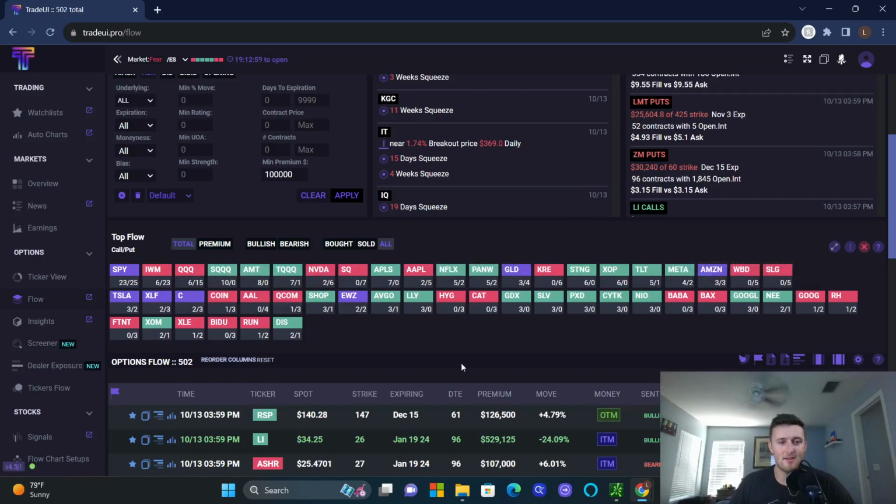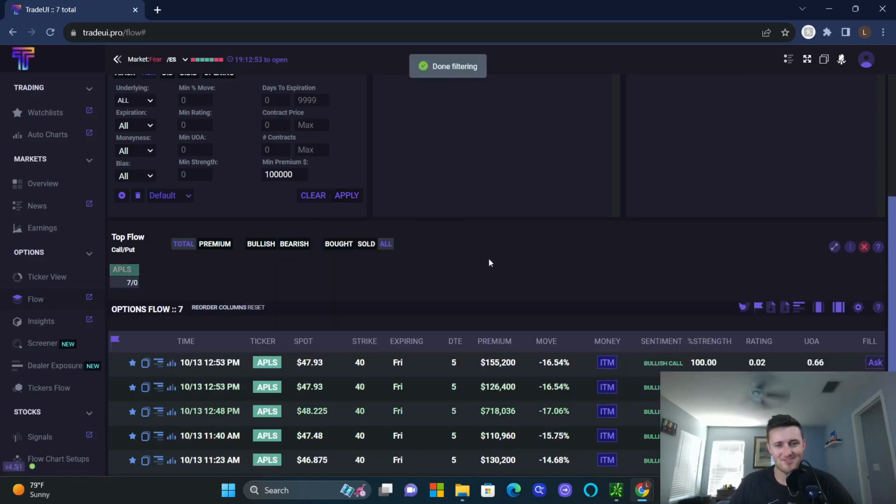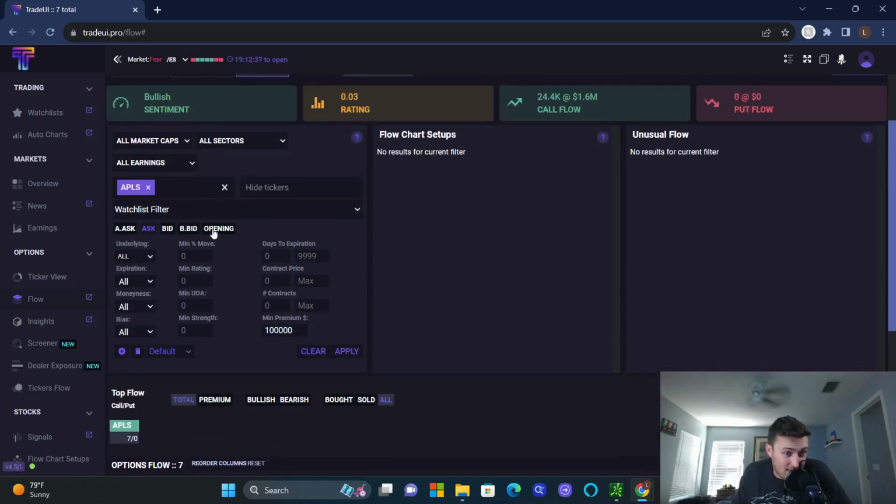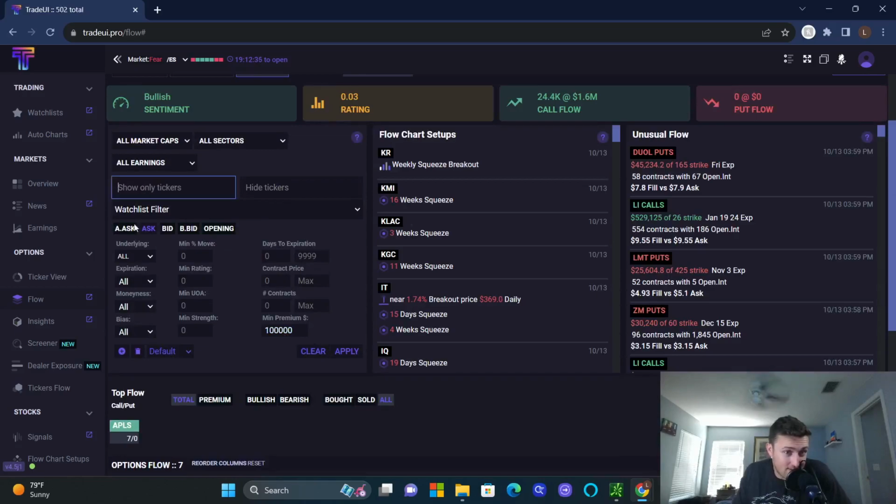activity going on. So what I see right out the gate is APLS. APLS looks very interesting. All these are in the money with a DTE, or days to expiration, of 5. This tells us they think the price of APLS is going to be above $40 in the next 5 days. Now, in the money options, we don't really want to worry about. So I'm going to X out of APLS.